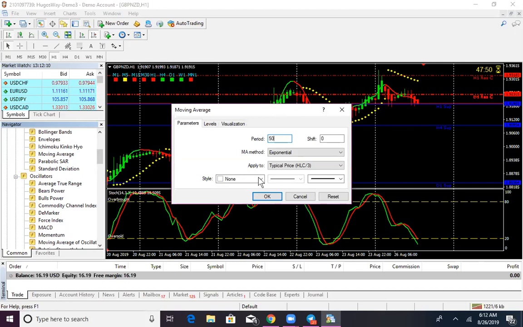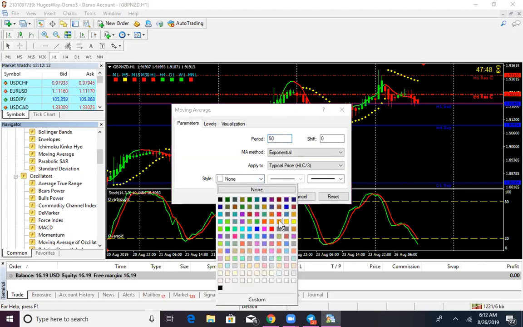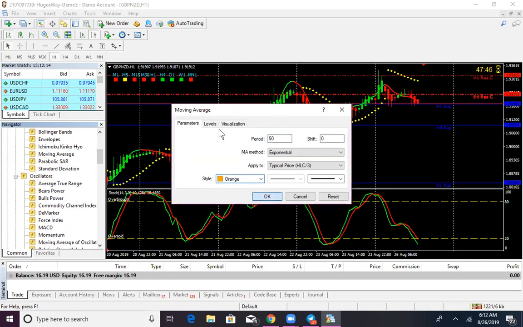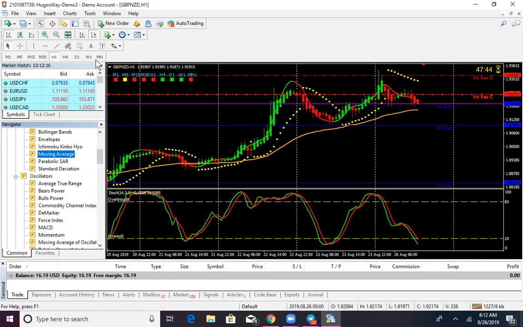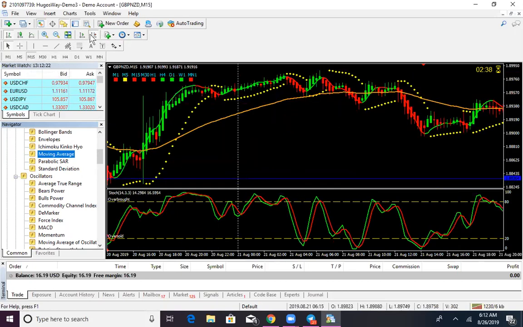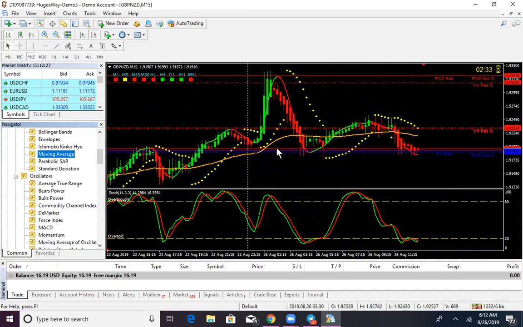50 exponential and orange. All right, there we go. So that was on a 15-minute chart that we just found on the harmonic scanner. So yeah, this is a major level because look right here. It used to be the ceiling, then it became the floor. And it's retesting this floor, okay?